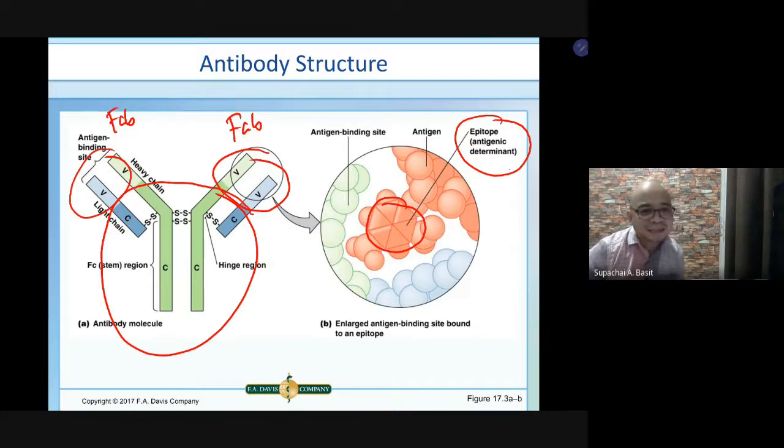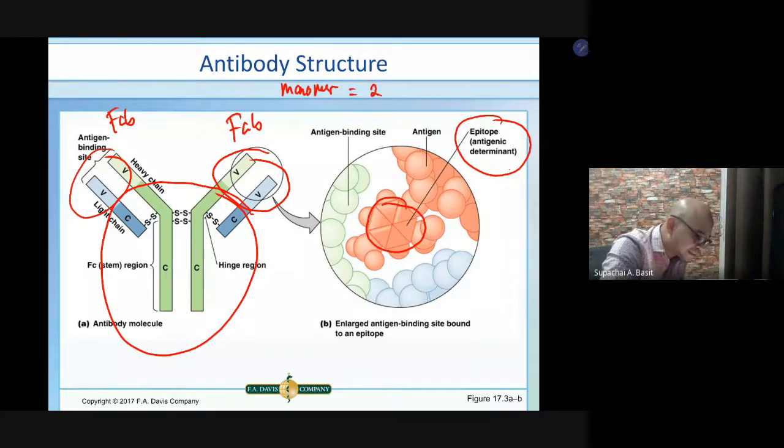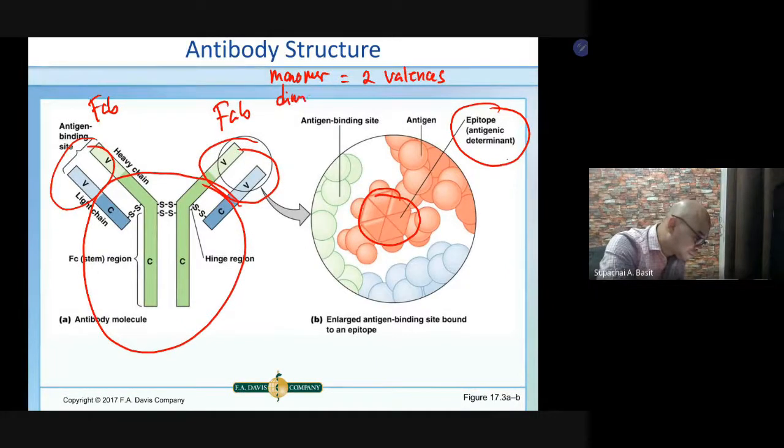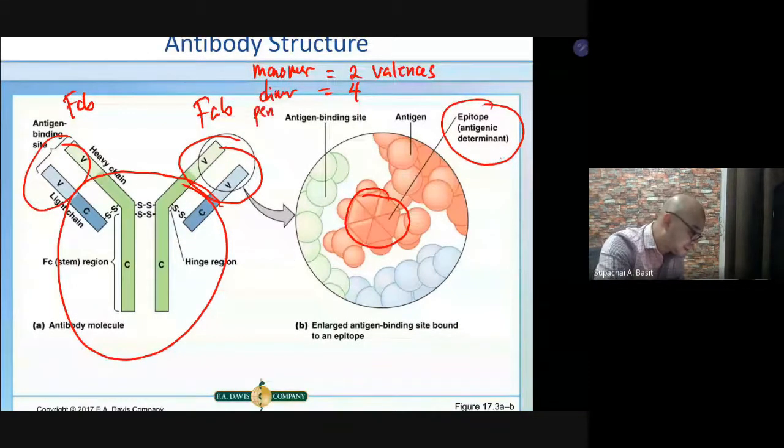And with that, it gives us the fact that a monomer has two valences because of the fact that we have two FAB regions. While a dimer has 4, while a pentamer has 10.